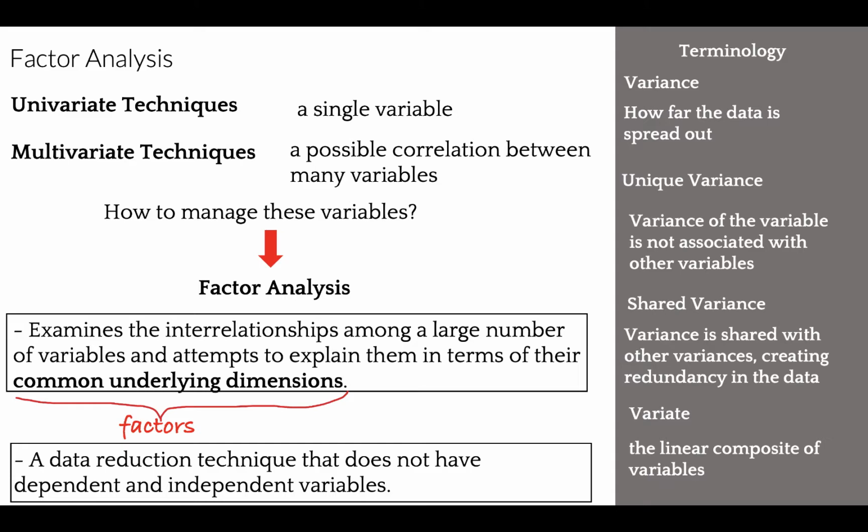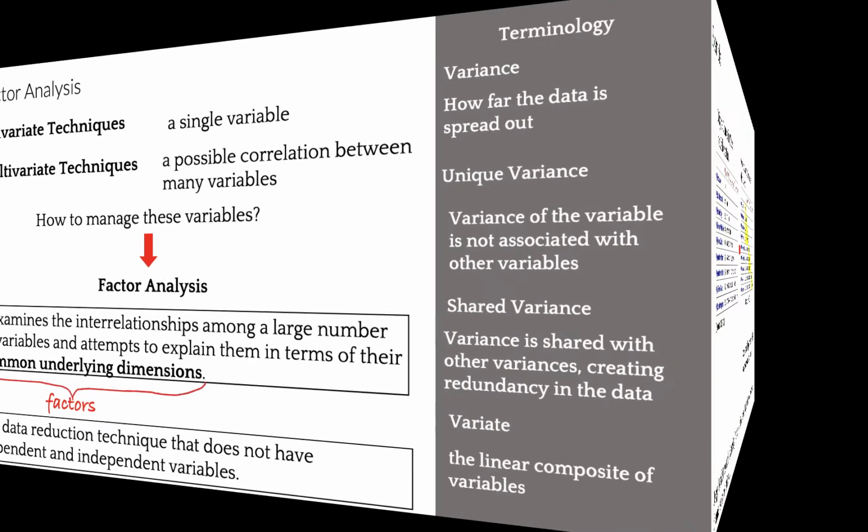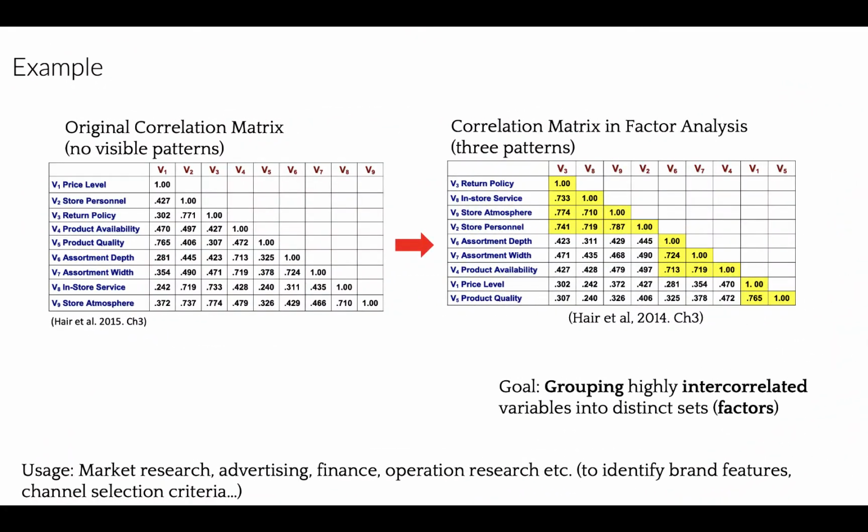A variate is a linear composite of variables. An illustrative example of a simple application of factor analysis is shown in the figure on the left, which represents the correlation matrix for 9 store image elements. Measures of product offerings, store personnel, price levels, and in-store service and experiences.